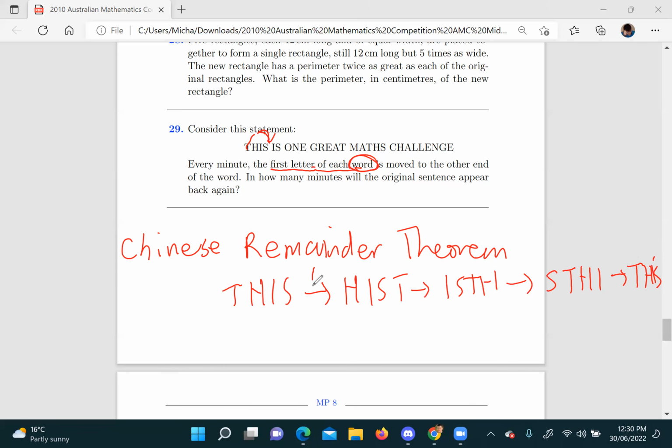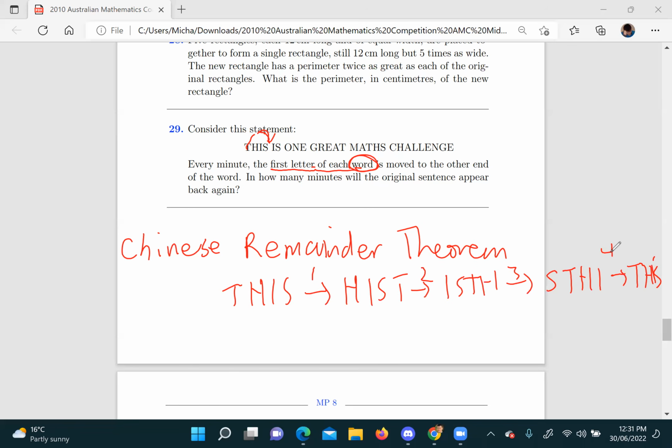So this took 1, 2, 3, 4 minutes. It took 1 minute for each letter of the word, yeah? So the answer has to be at least 4. The answer can't be 1, 2, 3, or 0. It has to be at least 4 minutes.